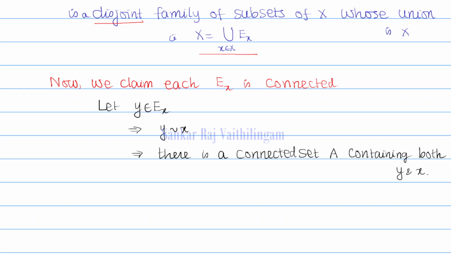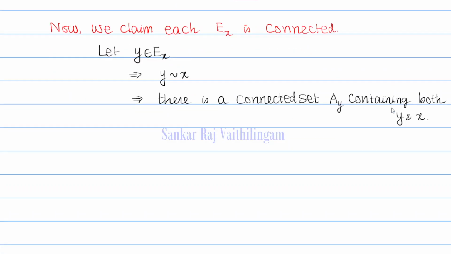அப்போ y மாற இந்த connected set மாறிட்டே இருக்குமா, அப்போ நான் call it be A suffix y அப்படின்னு வச்சுக்கிறேன், okay. So for each y belongs to E suffix x, y is related with x, therefore there is a connected set A suffix y containing both y and x. y-யும் x-யும் கண்டெயின் பண்ணியிருக்கிற மாதிரியான ஒரு connected set எனக்கு கிடைக்கும். Note that this A suffix y is a subset of E suffix x.